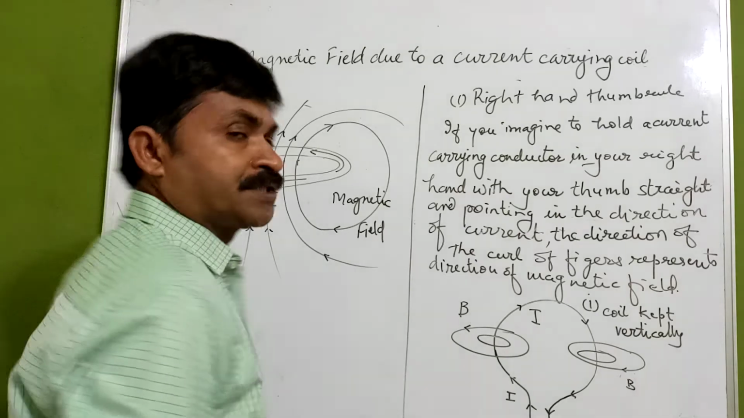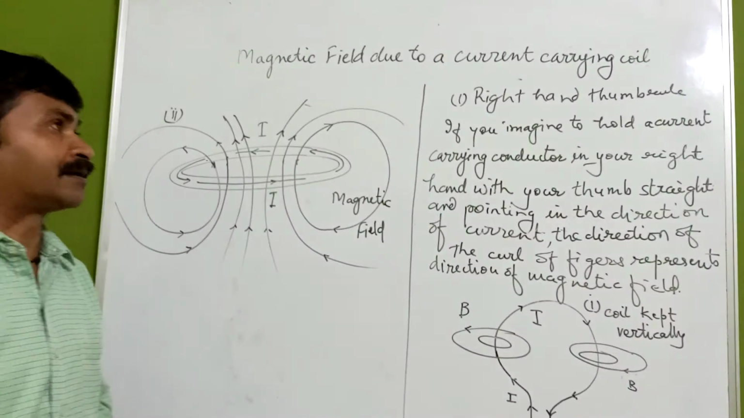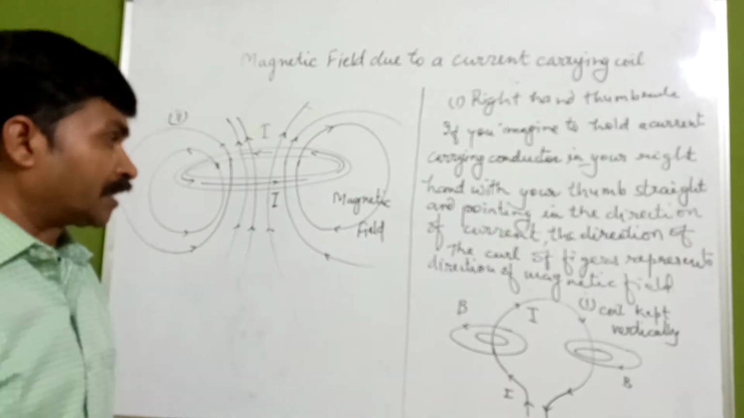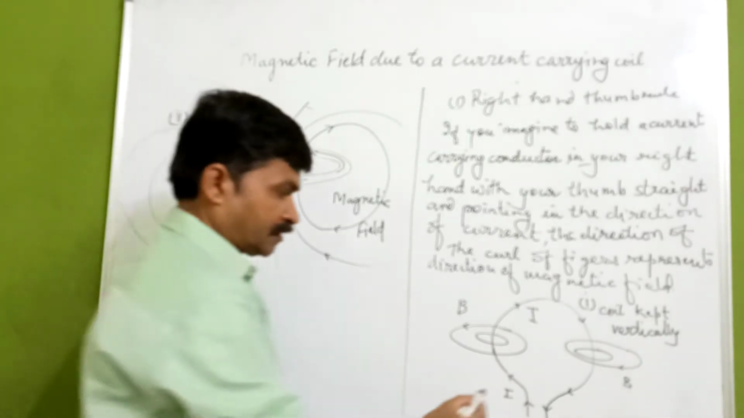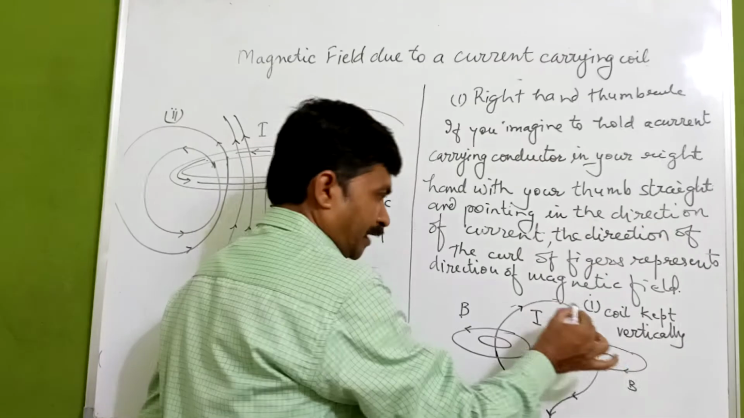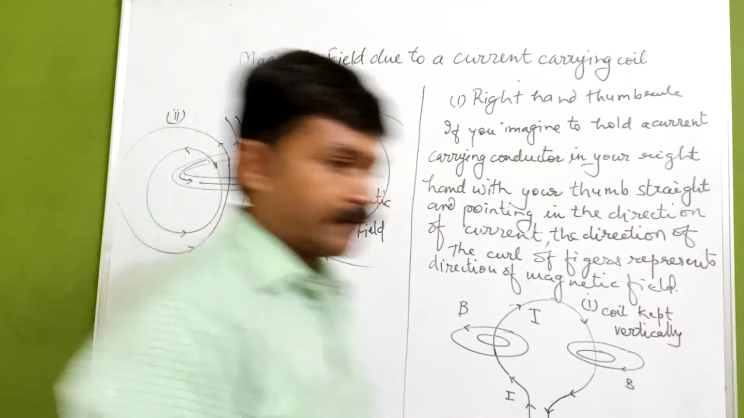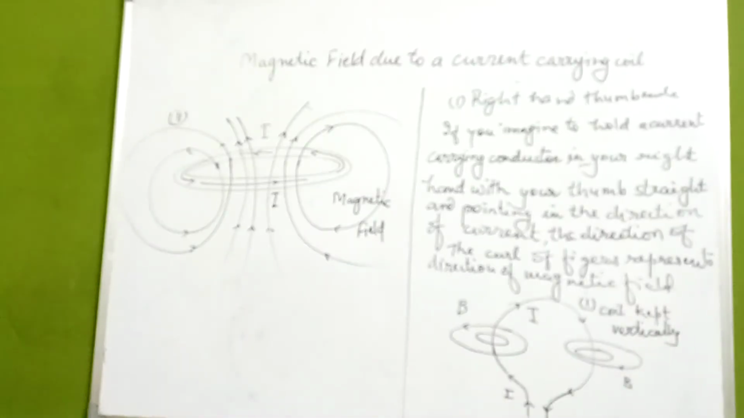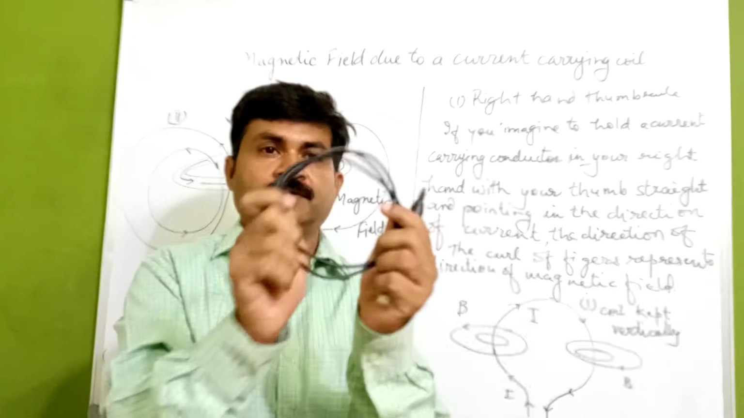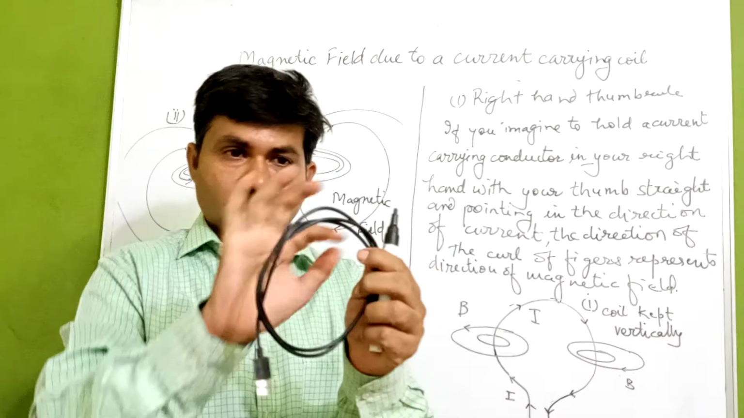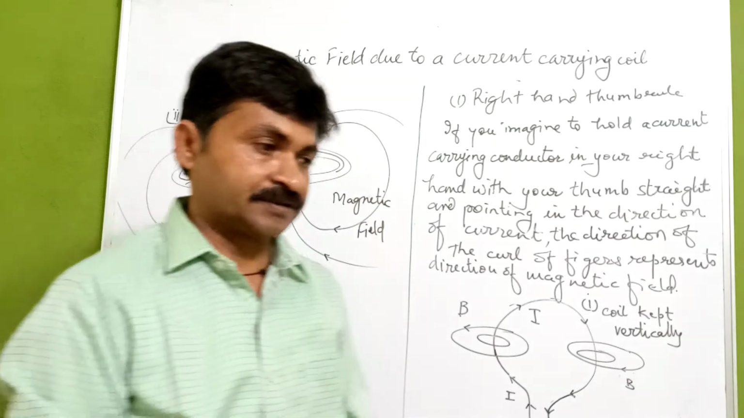Yes, students, here we are going to discuss the magnetic field due to a current carrying coil. If we talk about a coil, it means a loop like this, a circular coil which is wrapped like this. Now we can have, for an example, just a coil. It is having some wire, either copper wire, which we mostly use.